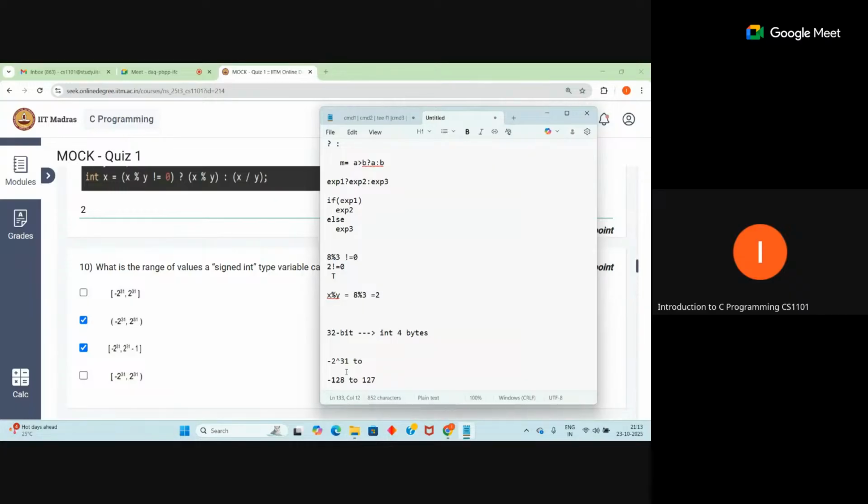I said 256 different values. So what are those 256 different values? Minus 128 to 127, I said. How did you get that 256? 2 power 8. So you can say the range of a signed integer can be minus 2 power 31 to plus 2 power 31, or you can also say minus 2 power 31 to 2 power 31 minus 1 when you include 0. Both ways of saying it are correct.